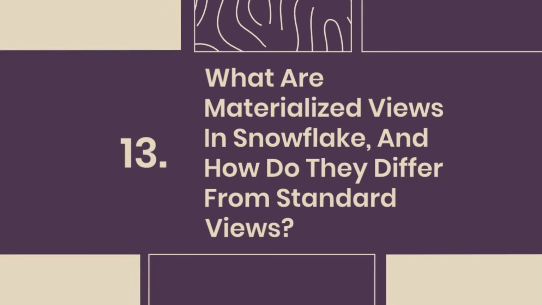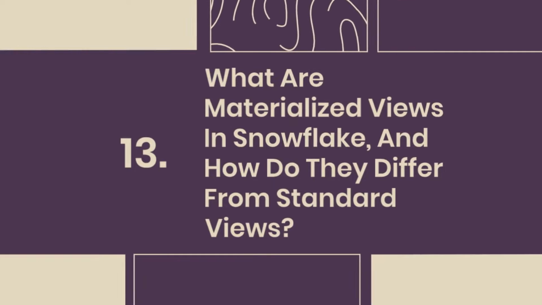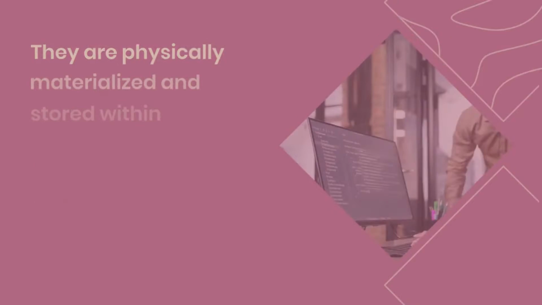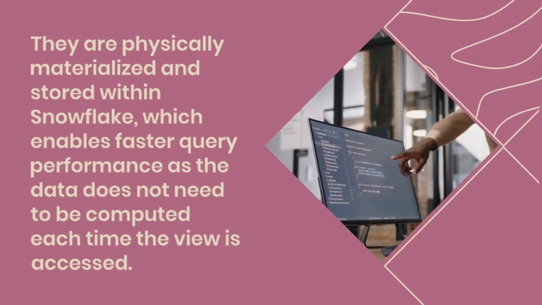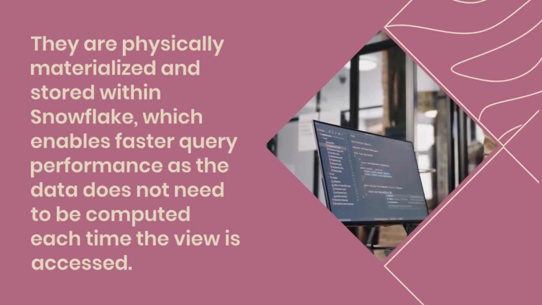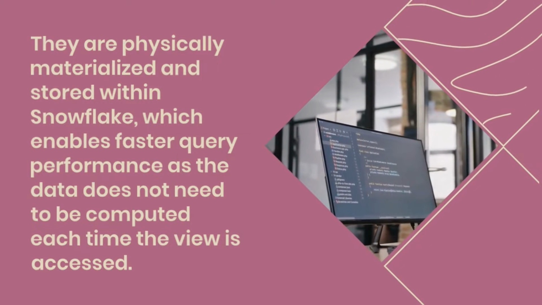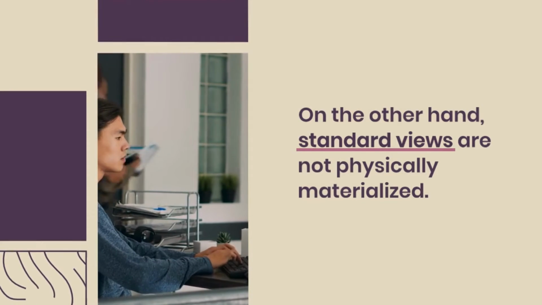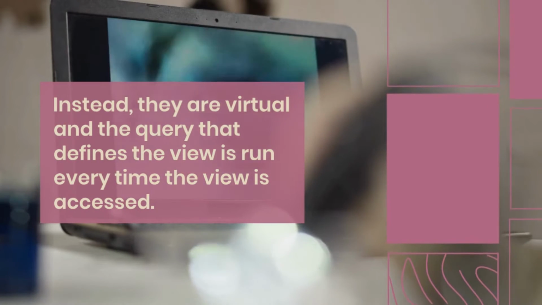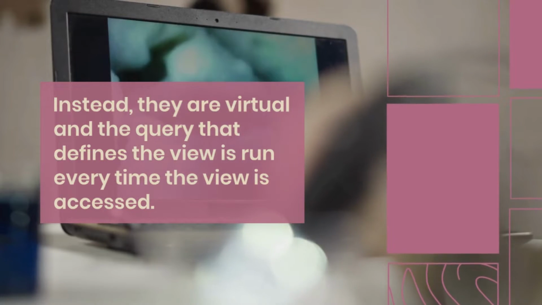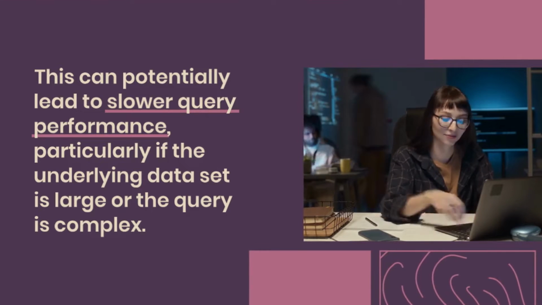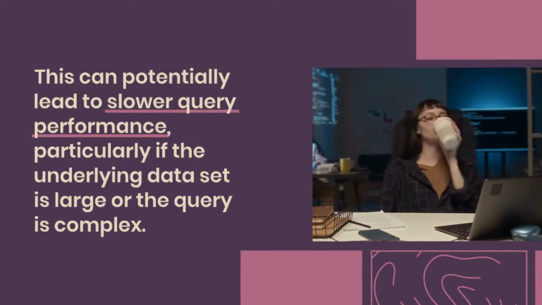13. What are materialized views in Snowflake, and how do they differ from standard views? Materialized views in Snowflake are a form of precomputed result set that is based on a specified query. They are physically materialized and stored within Snowflake, which enables faster query performance as the data does not need to be computed each time the view is accessed. On the other hand, standard views are not physically materialized. Instead, they are virtual and the query that defines the view is run every time the view is accessed. This can potentially lead to slower query performance, particularly if the underlying dataset is large or the query is complex.